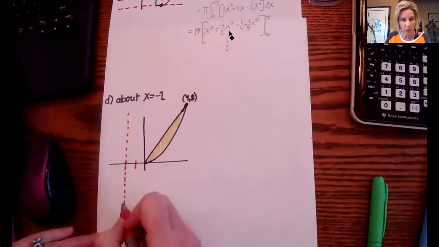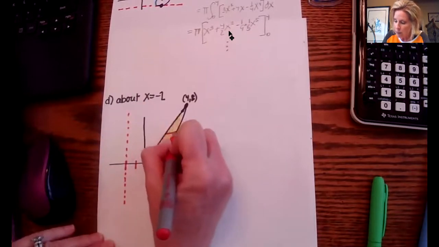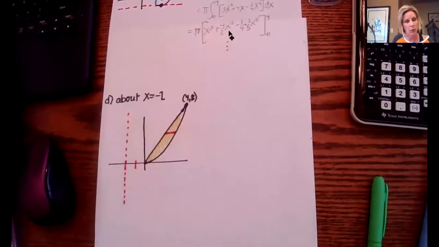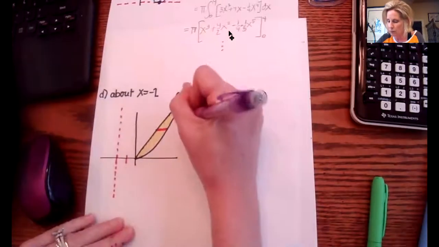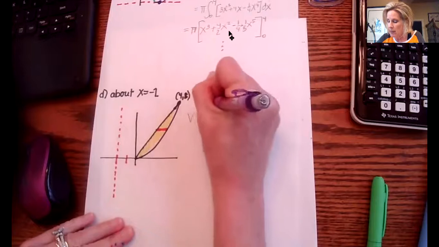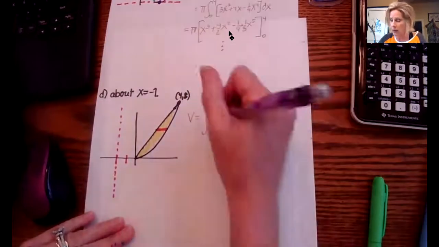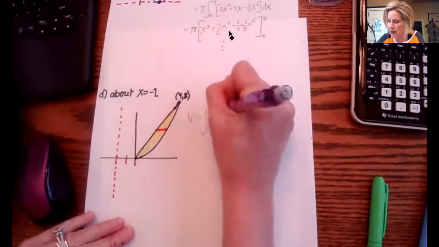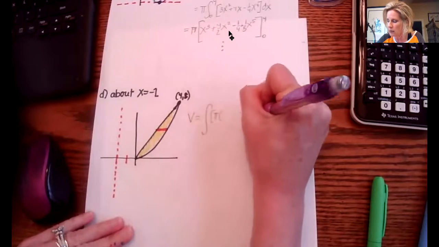Since my axis of revolution is vertical, pick any rectangle. That rectangle will be horizontal. The rectangle is separated from the axis of revolution, so I know it's going to be a washer. That means I'm going to integrate the area of a washer, pi r squared minus pi r squared.